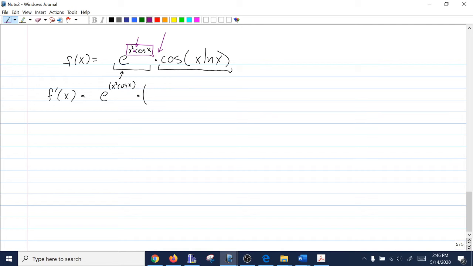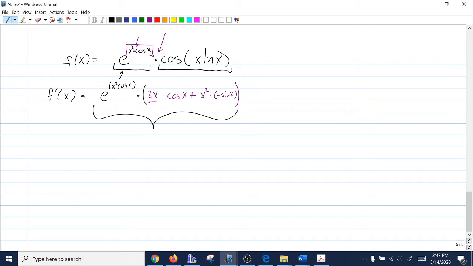Derivative of x squared cosine x is 2x, derivative of the first, leave the second alone, cosine x, plus leave the first alone, x squared, derivative of cosine x is negative sine x. There. That finishes the derivative of the inside, which means we're finished with derivative of the first, which means I'm back in the outsidemost product rule.